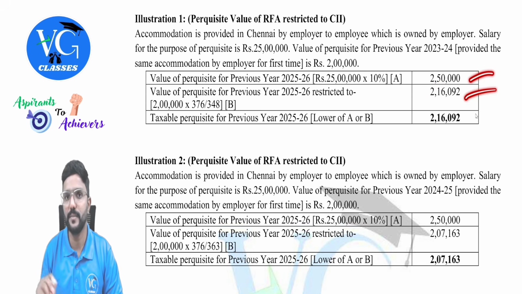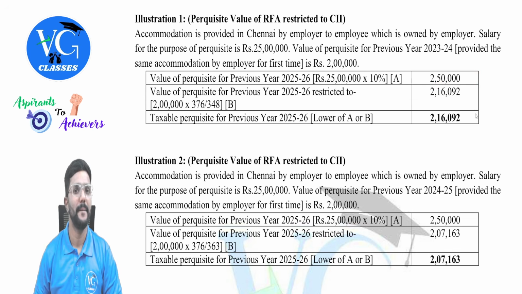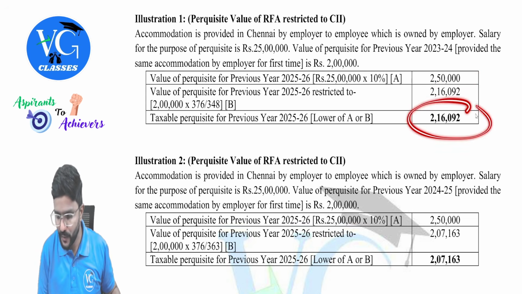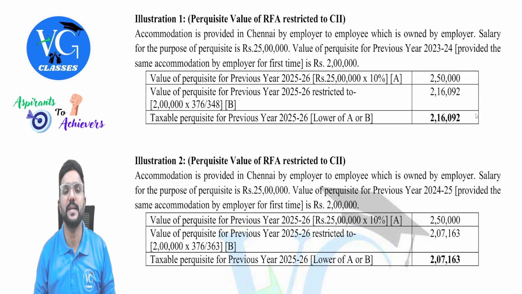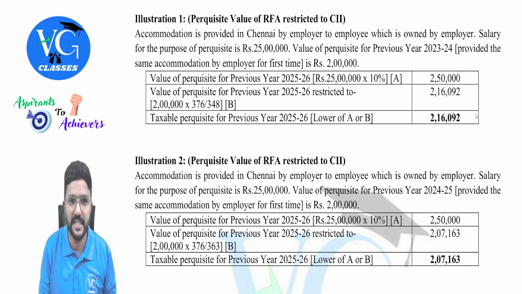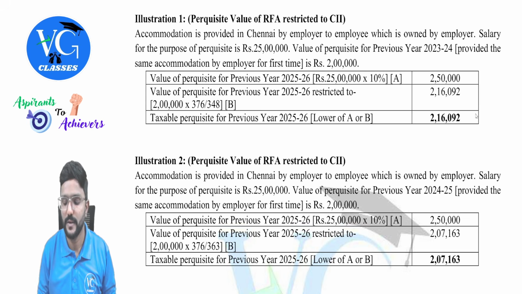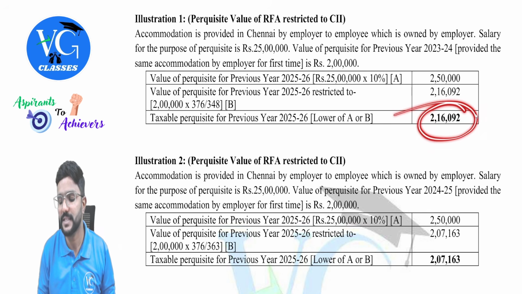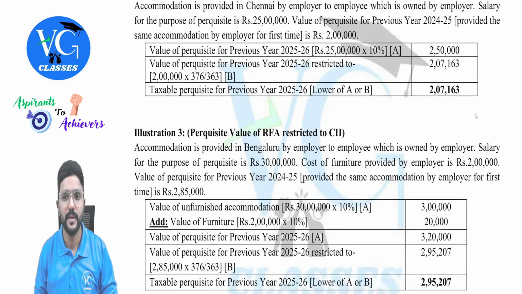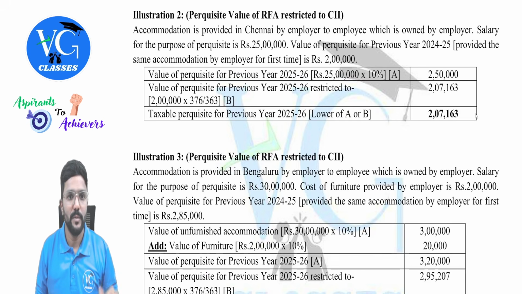So will both be taxable? No, whichever is lower. Whichever is lower, guys. So it comes to 2,16,092. So the value which we have calculated, which is restricted to the CII calculation, guys. Clear? So whichever is lower would be taxable. So what is the value of taxable perquisite for previous year 25-26 with respect to rent-free accommodation is 2,16,092.